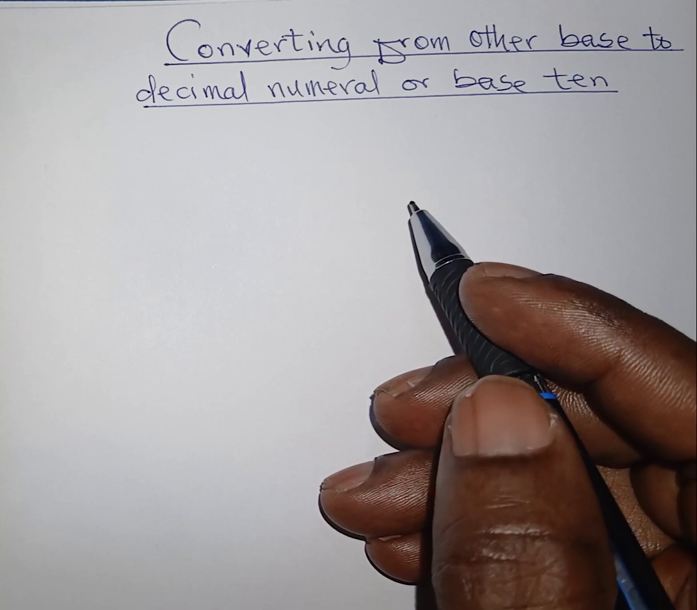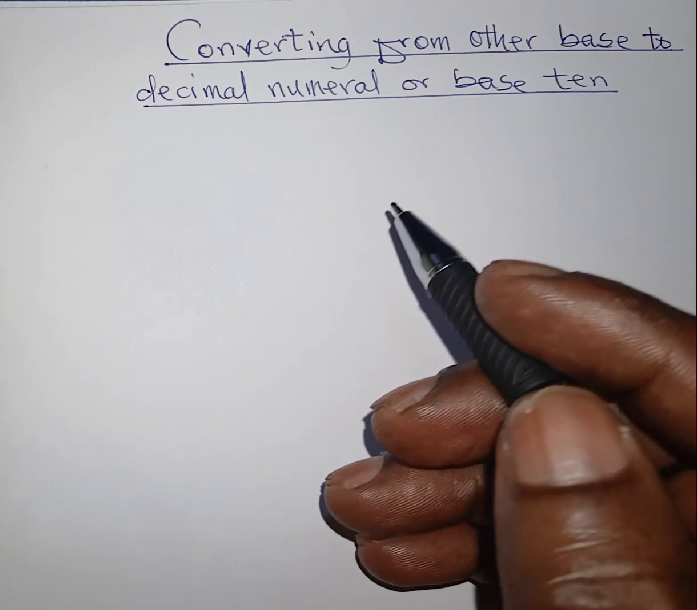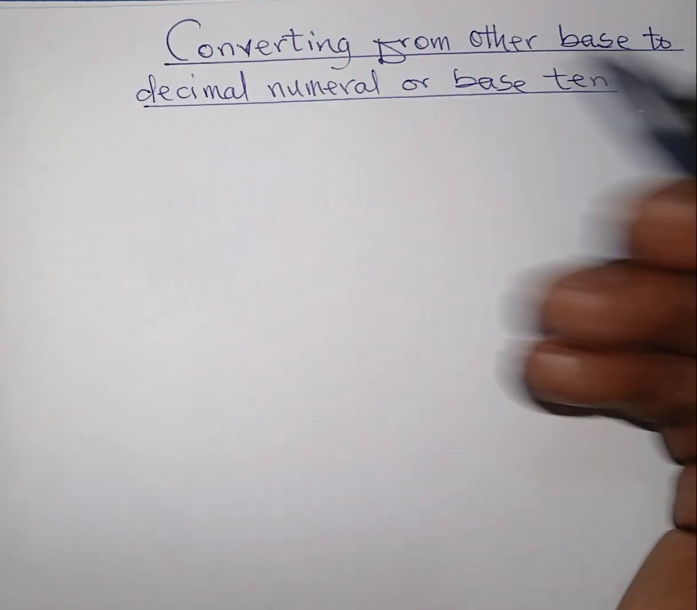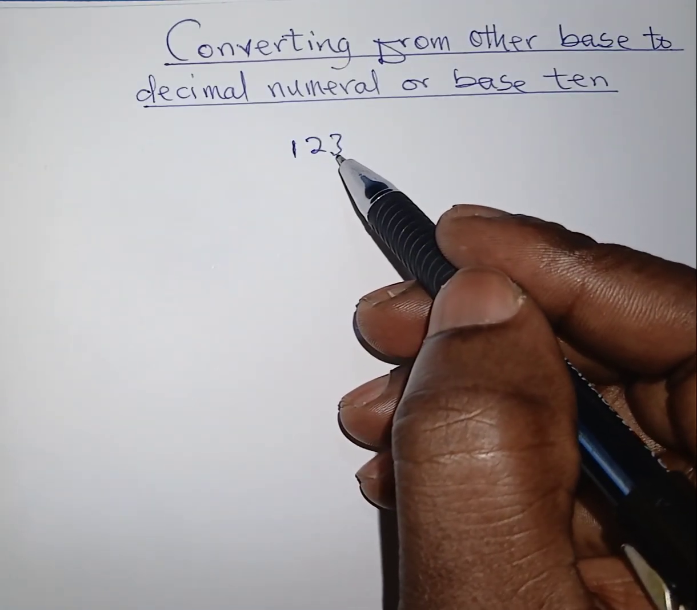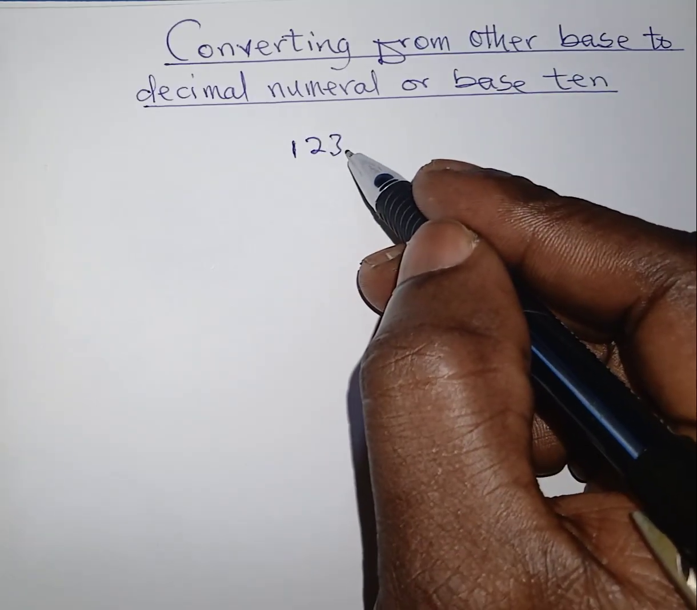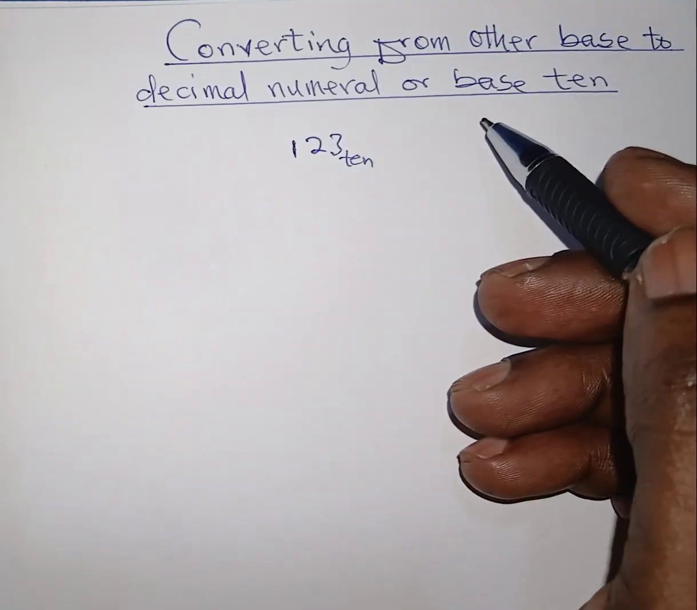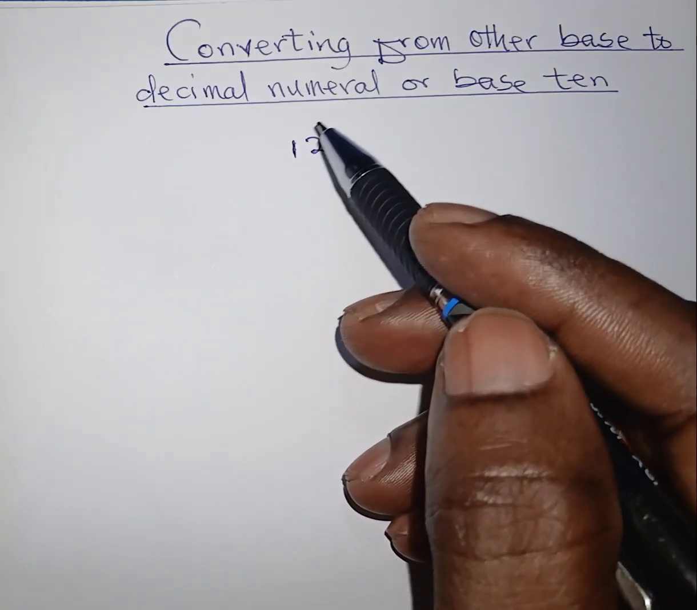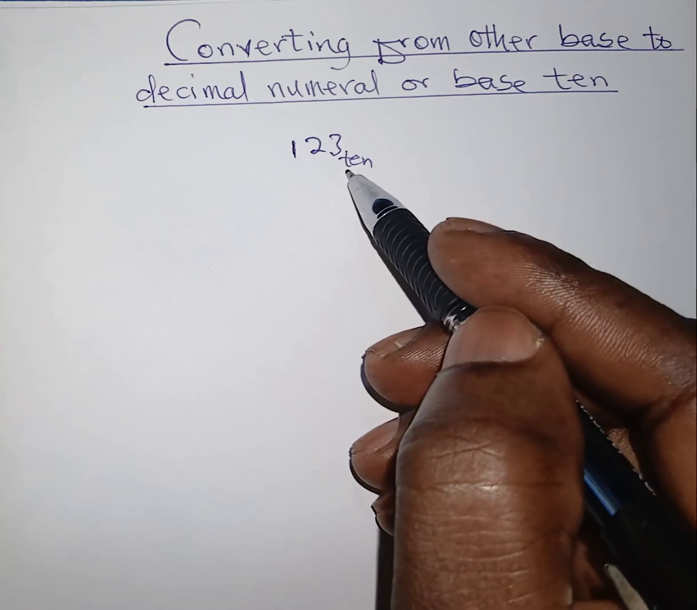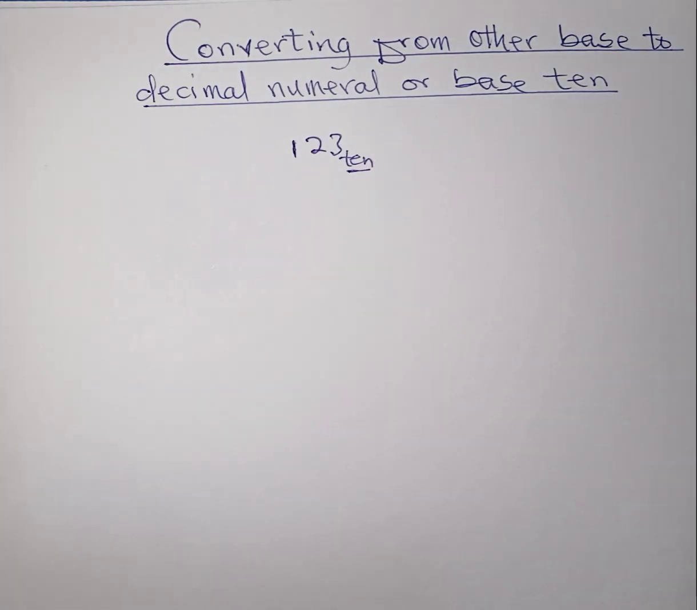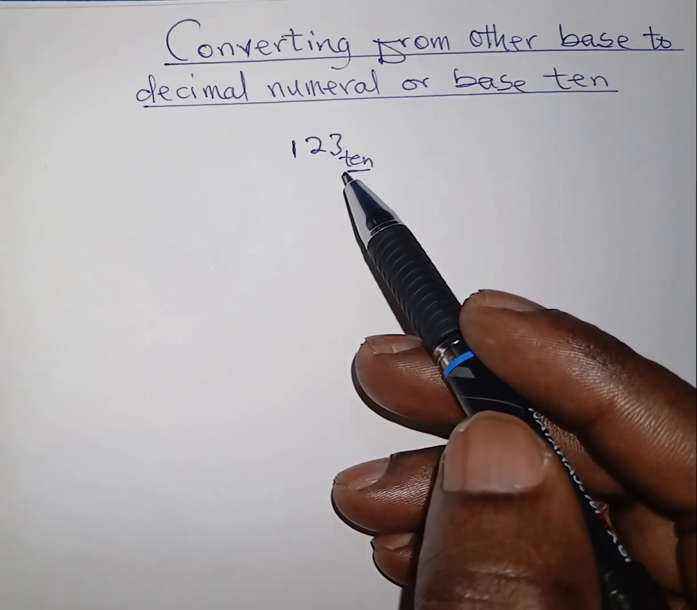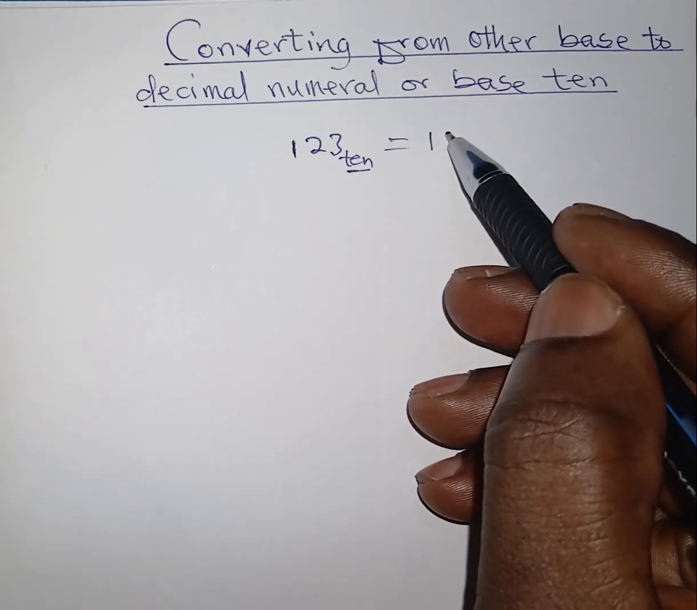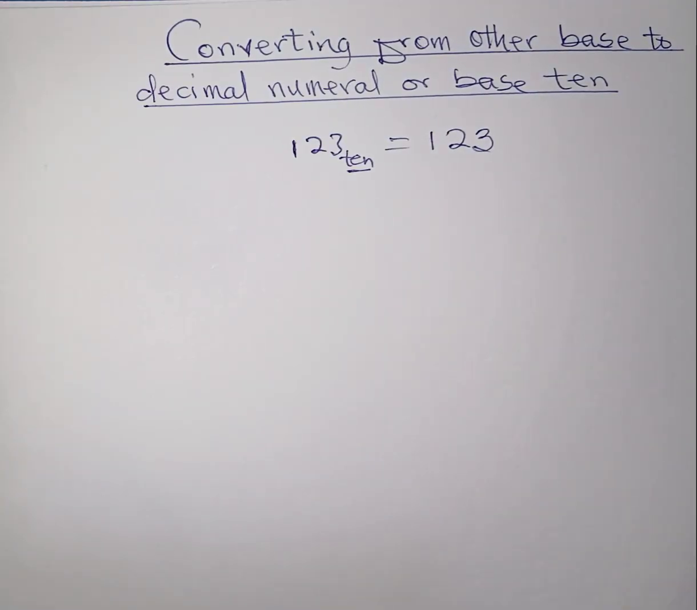Now note that every number standing alone is already in base 10. So for instance, if I write 1, 2, 3, and you don't see any base, then it means that this is in base what? 10. Yes, that's what we are saying. So we are going to convert from other base to this particular base, that is base 10. Any number in base 10 gives the same number. So if I give you this one to convert, it will give you the same number. You will still have it as 1, 2, 3. Yes, so take note of that.